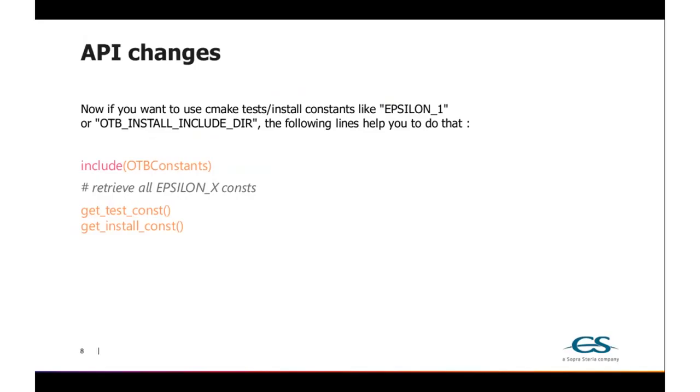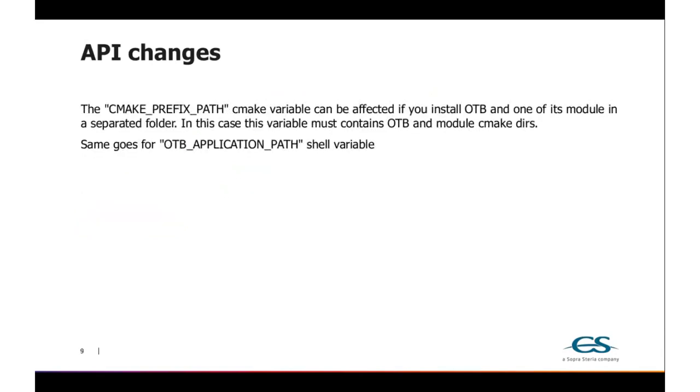But as said, it brings a little complexity. So when you use CMake, you have to specify to CMake that you want to use OTB and the feature extraction folder if you compile them in separate folders. So you have to specify this folder, and for the OTB application path variable, you have to do the same. So you have to add the module binaries to your variable.